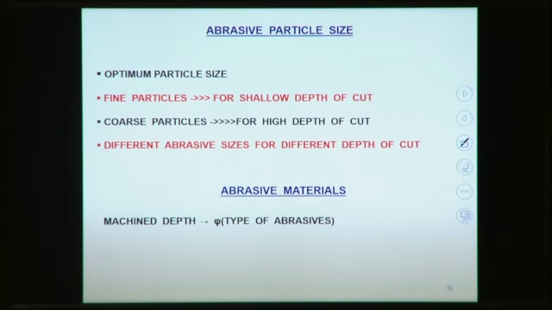So abrasive materials: what kind of abrasive material should we use? Machine depth depends on the type of abrasives, so what kind of abrasives we are using. Suppose we use diamond abrasives, in that case obviously your machine depth will be more, because the hardness of these abrasive particles is more.